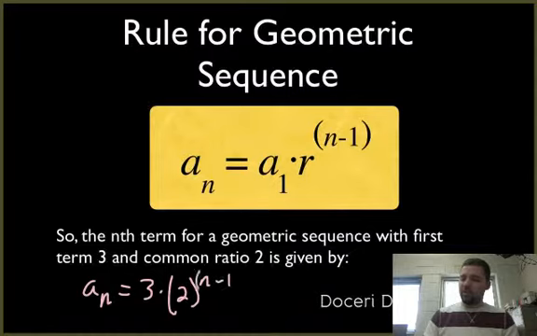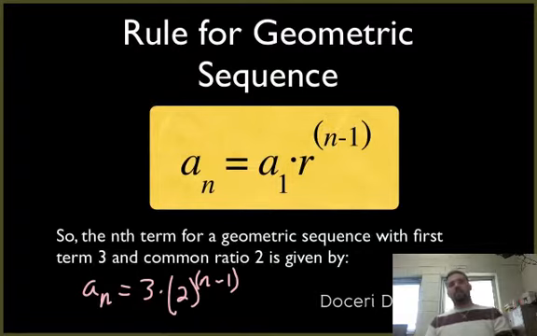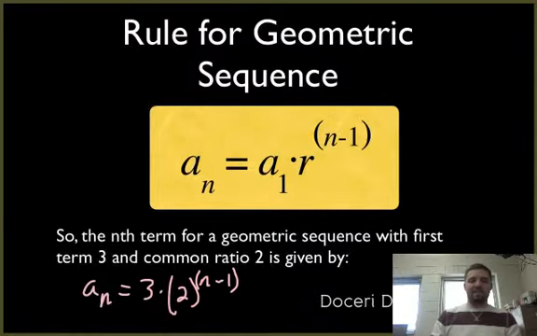Remember that n minus 1 behaves like the x in a function. And that's it. There's nothing I can simplify there. Be very careful. Do not multiply that 3 and 2. It's 3 times 2 raised to the n minus 1. That's why I have parentheses around the 2, connected to the n minus 1. So that's how we write a rule for a geometric sequence. Once again, we need two things: the first term and the common ratio.